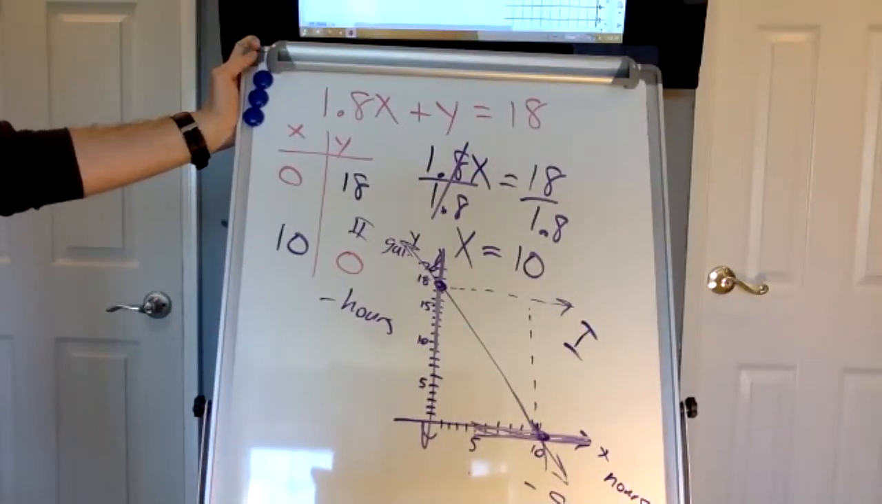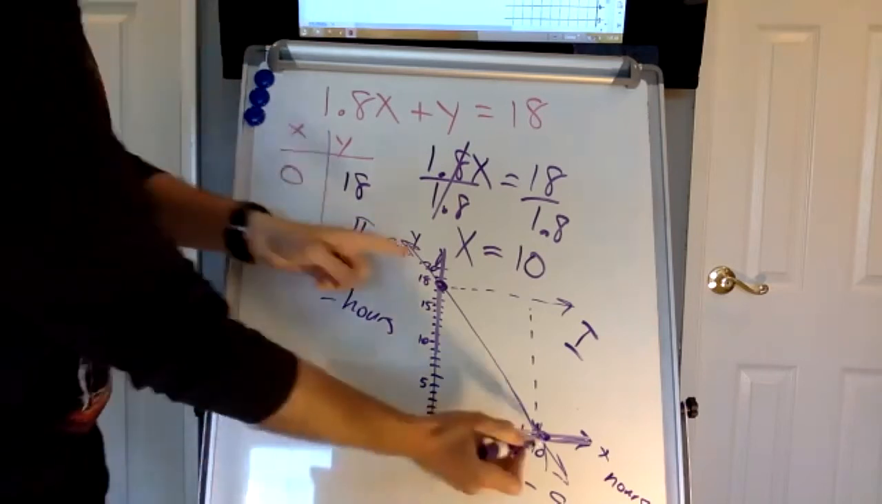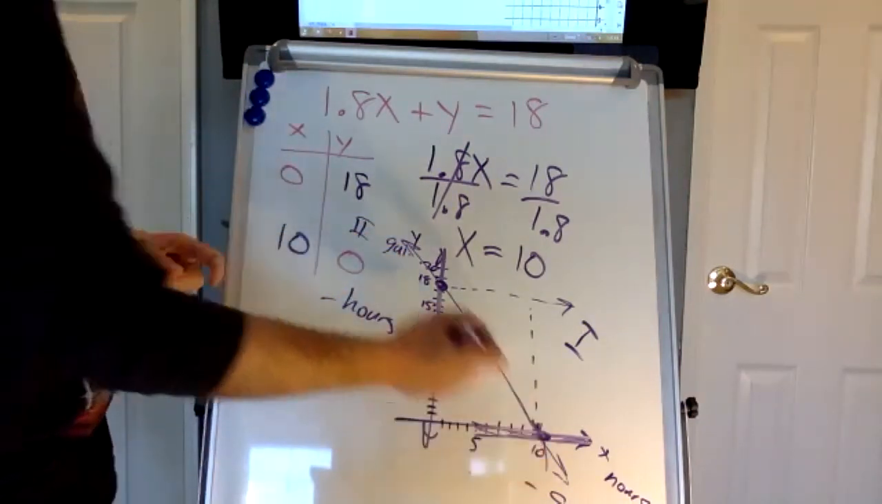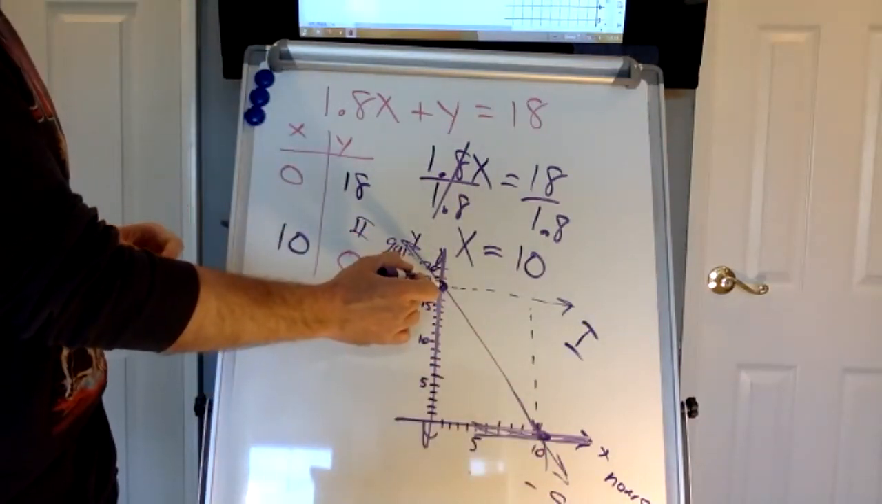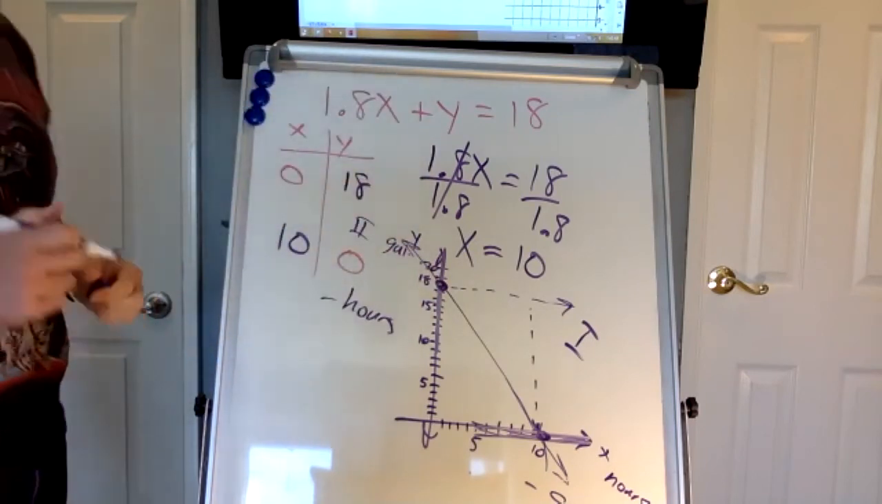And now we've interpreted the X and the Y intercepts. That's 0 gas after 10 hours. This one is 18 gallons of gas with no driving. You guys did a great job on that.